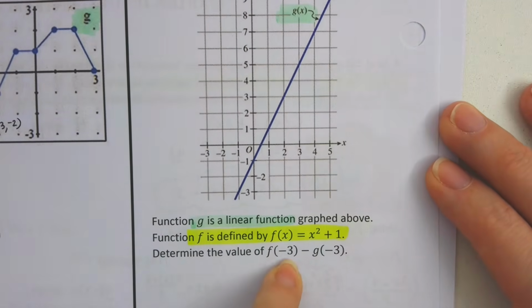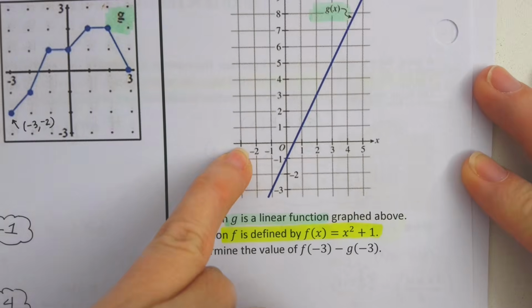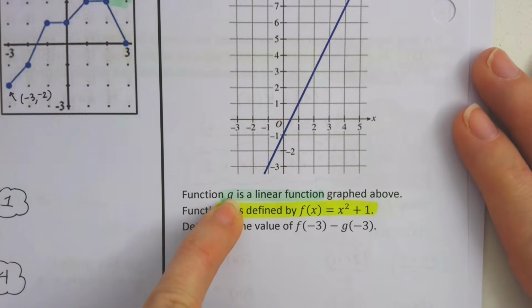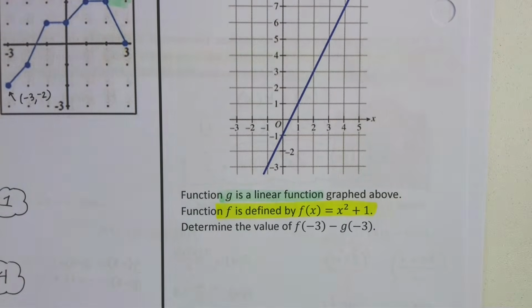F of -3 is going to be pretty easy. We can just plug that in, right? We have the equation. G of -3, can I see that point on my graph if I plug in -3 for x? Can I see it? No. Let's talk to our table. How are we going to do that? How are we going to find G of -3 if it's not on the graph? Don't have to do it yet. You're just talking to your table. How are you going to do it? How will you find G of -3 if it's not on the graph?